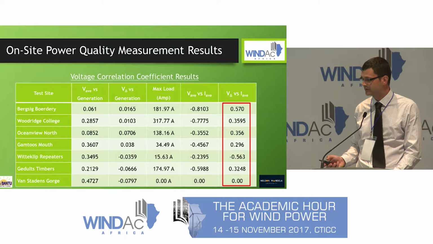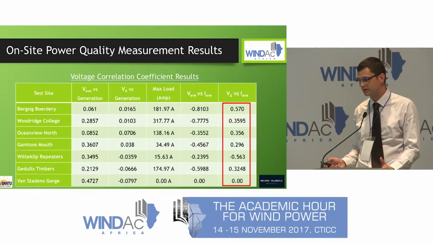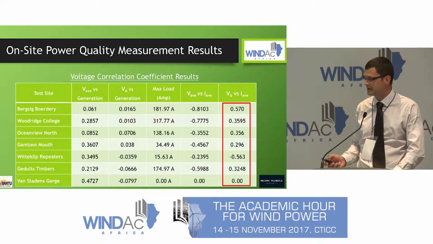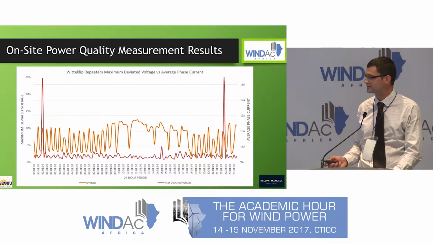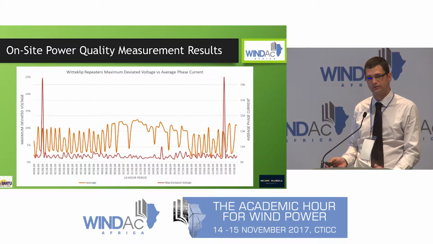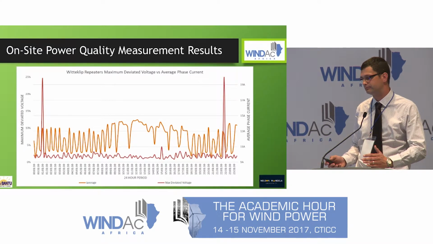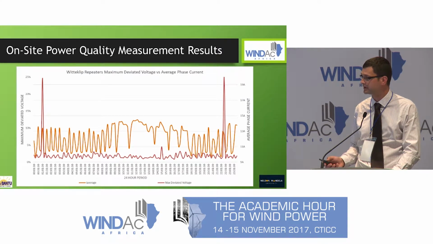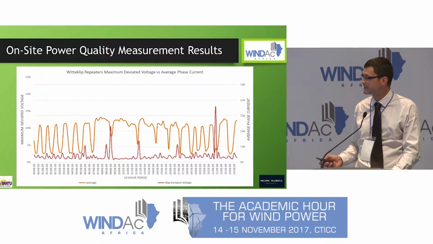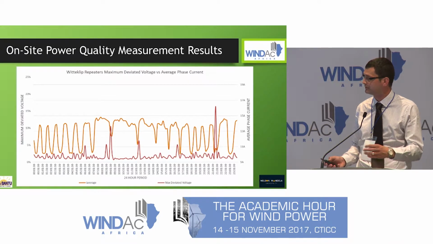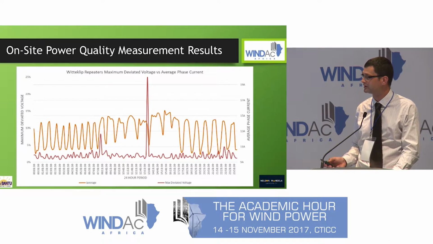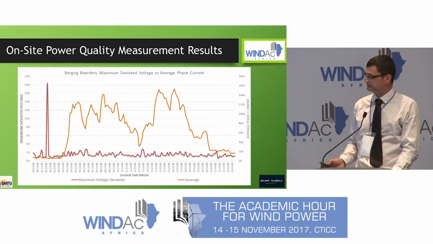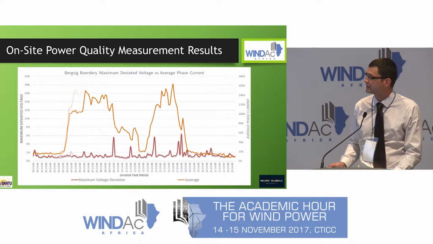Comparing the maximum deviated voltage with current, we'll see there's no real correlation between the two. In some cases it's a high correlation, in some cases it's a low correlation. Looking closer to the graphs, there's certain places where you can see where it seems that there's a correlation, but throughout this full period there's nothing really. You'll see that maximum deviated voltages peak at certain times, not specifically related to current. Let me get to the next section.